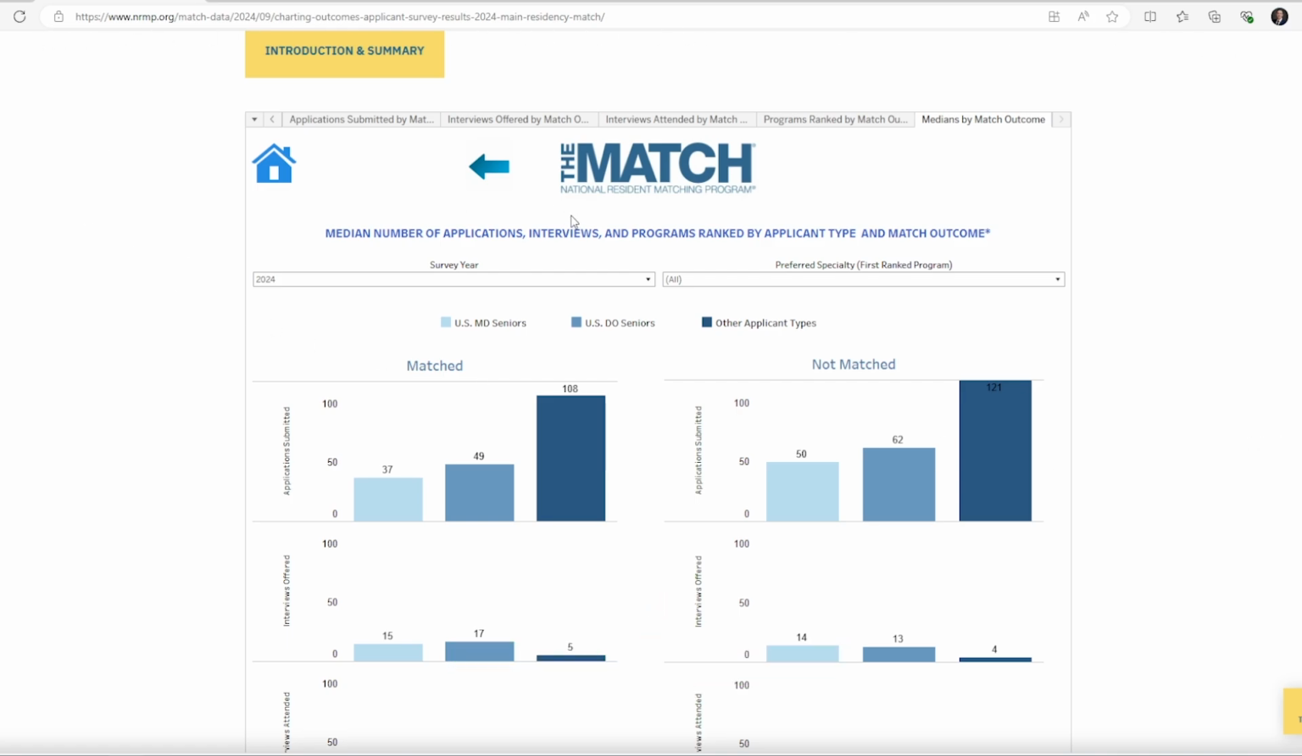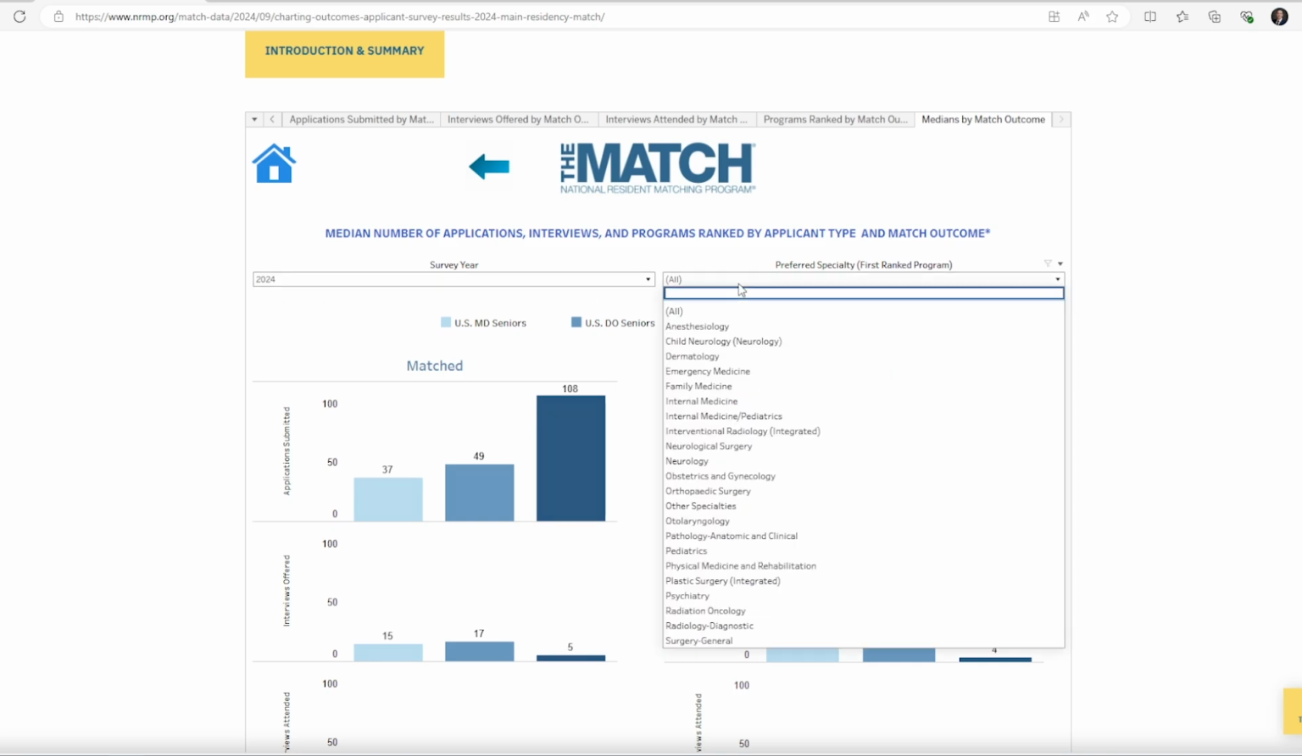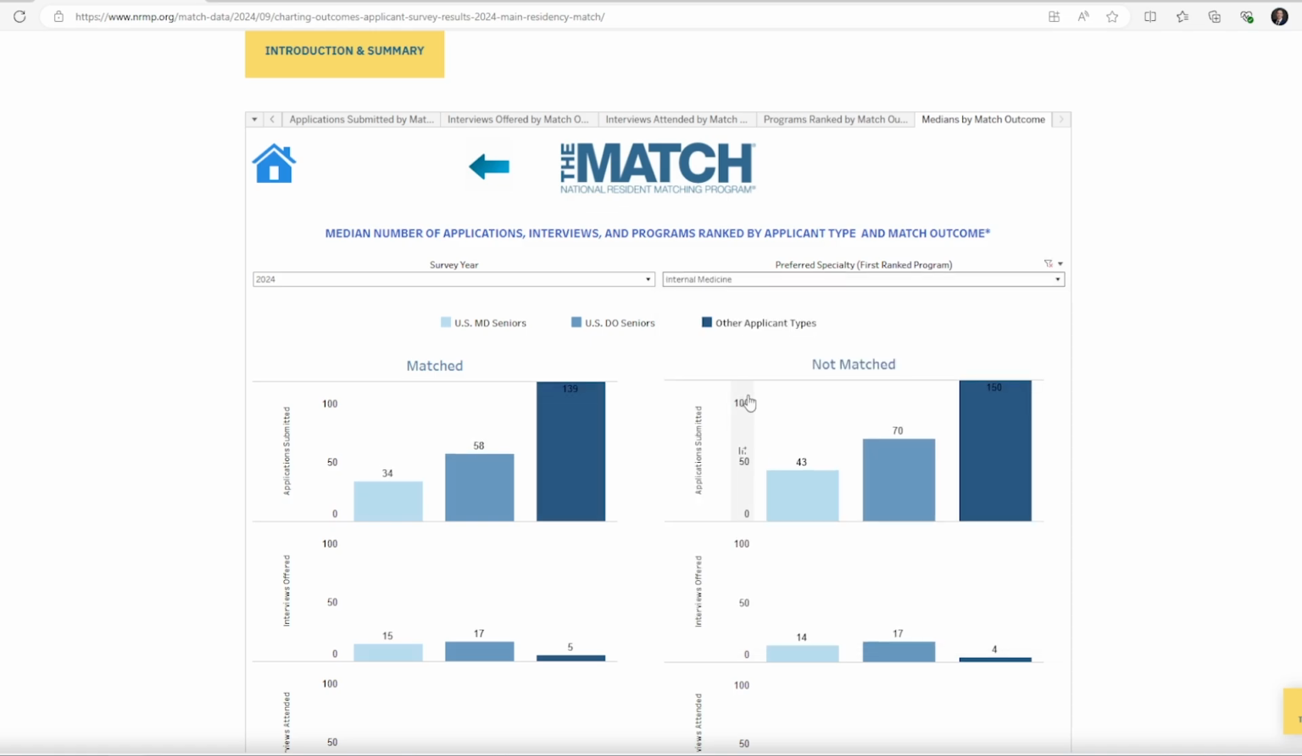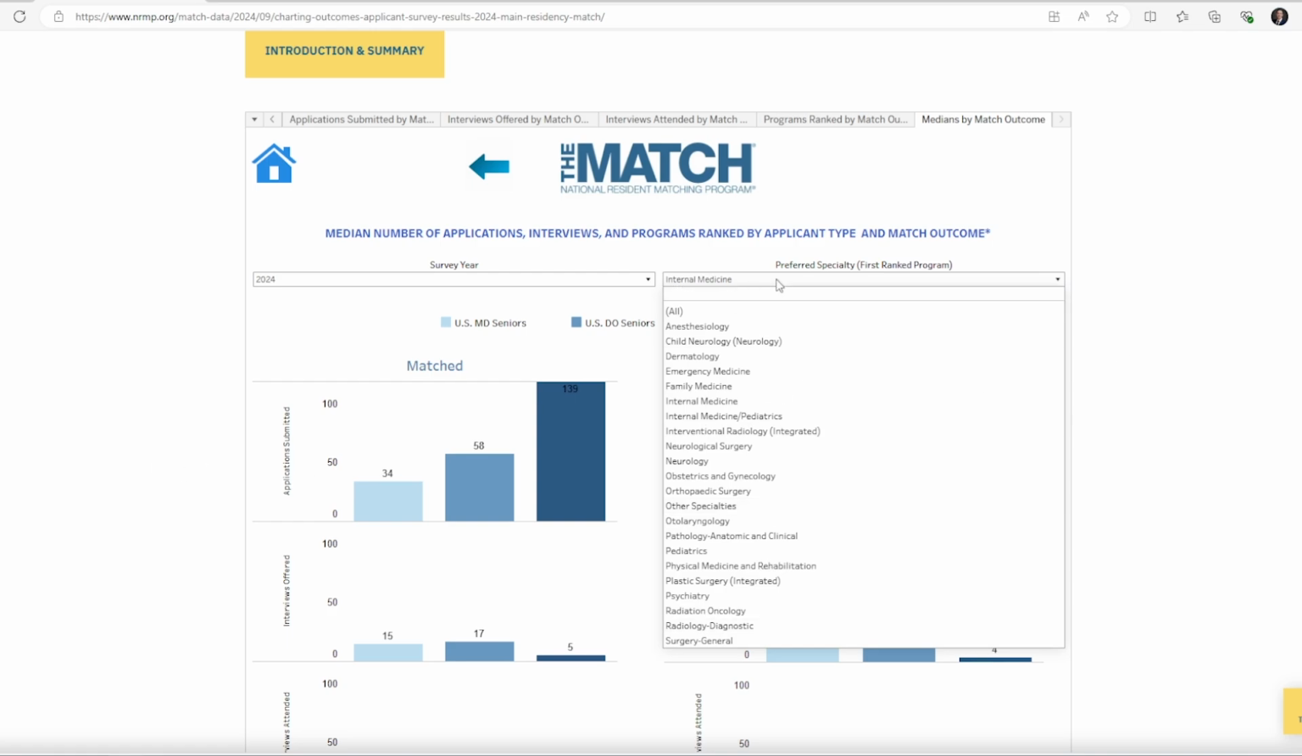Once you click on this link, you will find this page and you will have multiple tabs at the top. The one I want you to click on is Medians by Match Outcome, and then you can see the match year and the preferred specialty. We're looking at last year's data, so Match 2024. And for the preferred specialty, we are going to look at internal medicine, since this is one of the most popular specialties, but you can pick whatever specialty you're interested in here to see the different data.